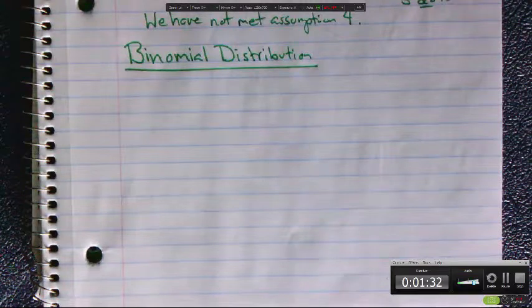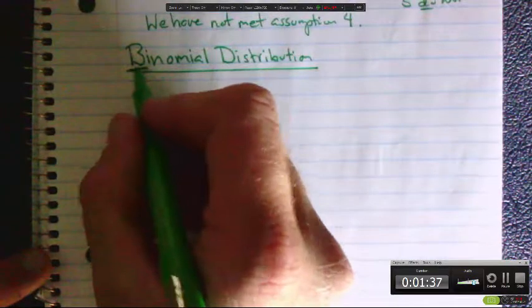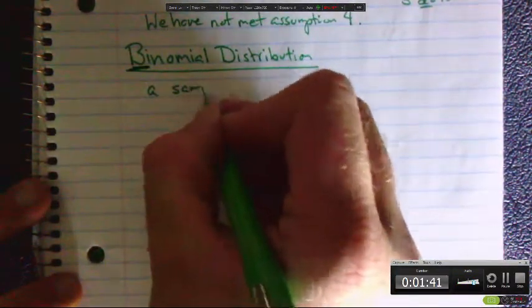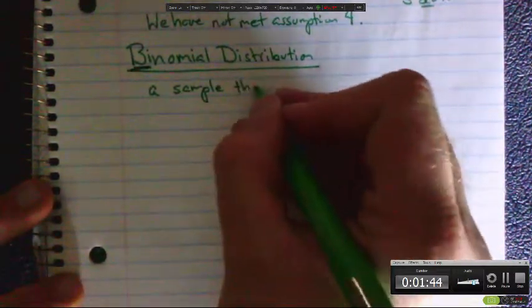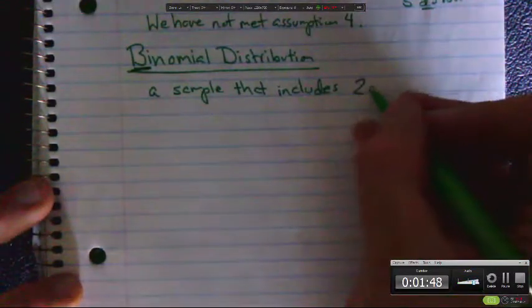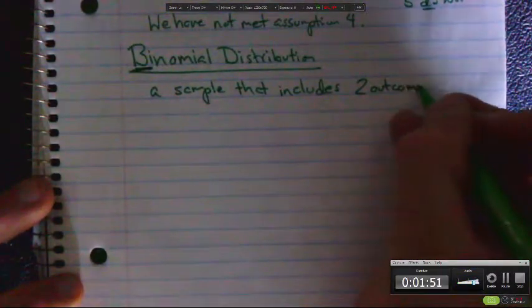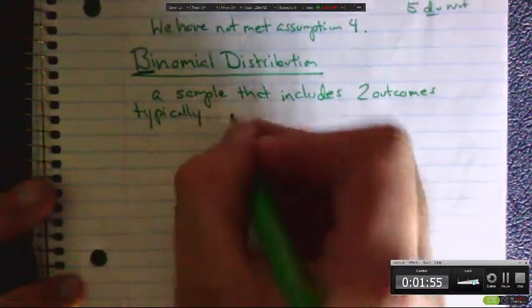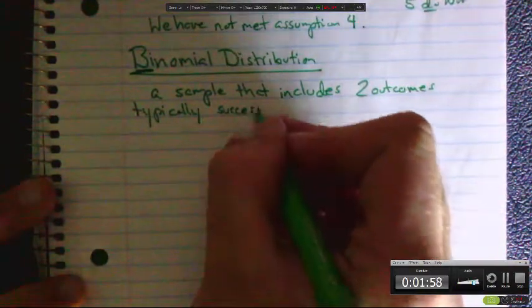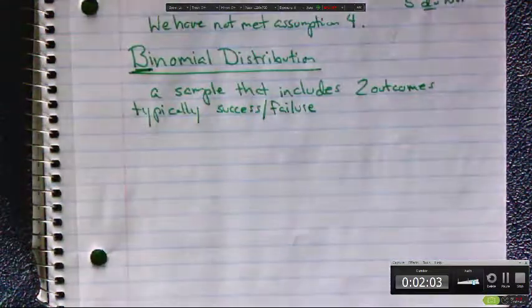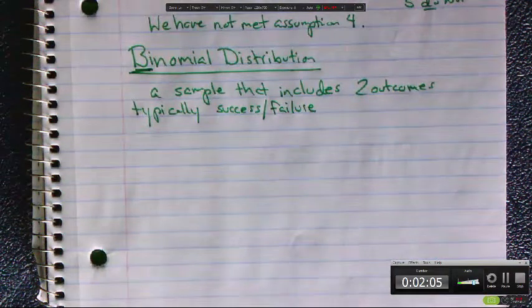A binomial distribution is, well, what's the root? What's bi? 2. So it's a sample that includes 2 outcomes, typically success and failure.